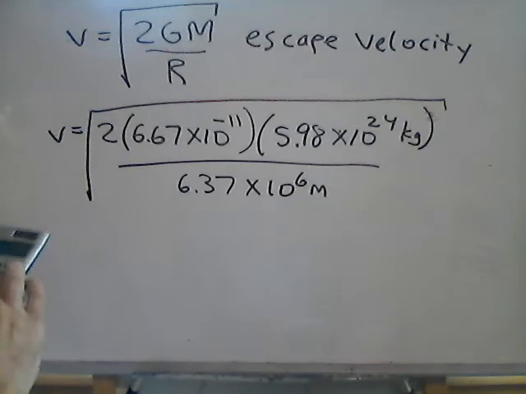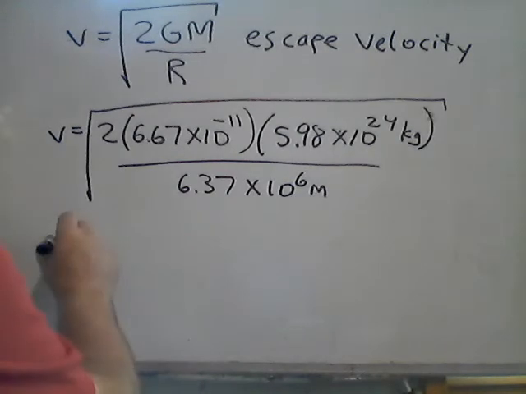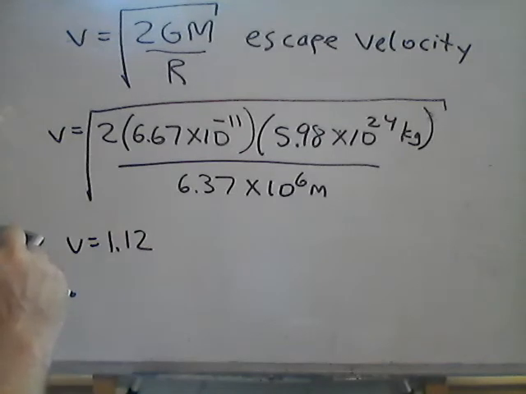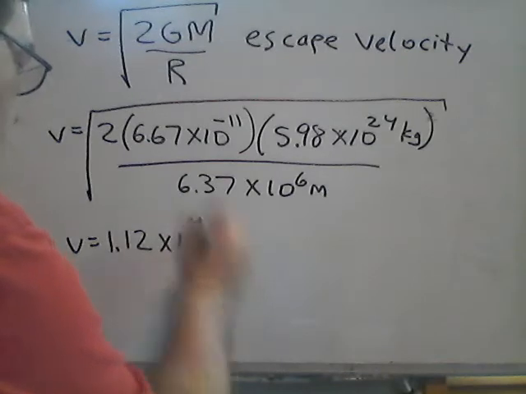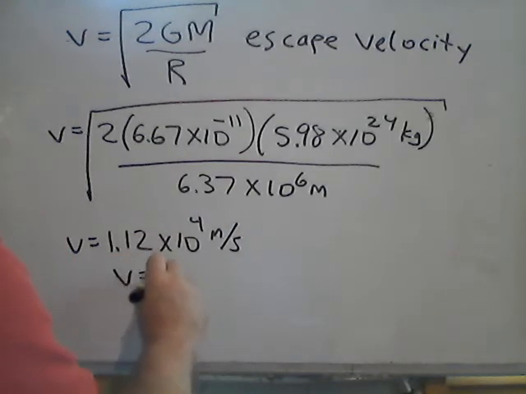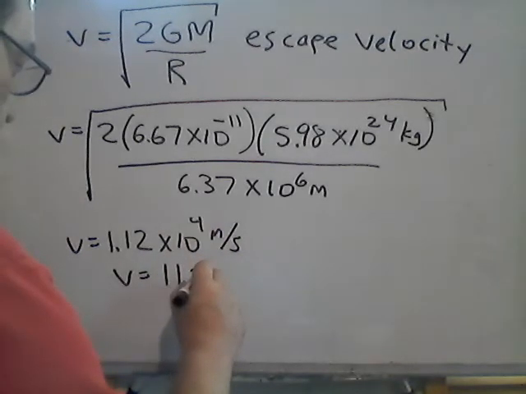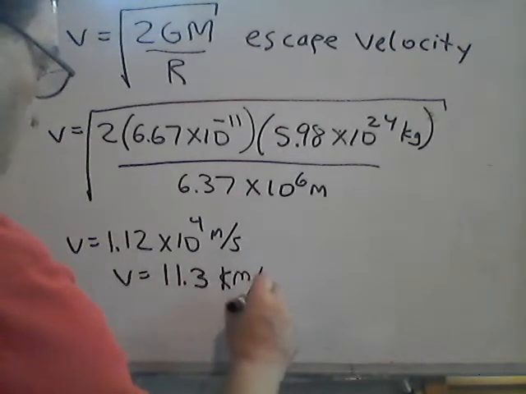Times 5.98 times 10 to the 24th, divided by 6.37 times 10 to the 6th. Take the square root of that. 1.12 times 10 to the 4th meters per second, otherwise known as, it's kind of a famous number. I usually remember it's 11.3, but I probably just am not doing careful enough numbers. It's 11.3 kilometers per second, okay?